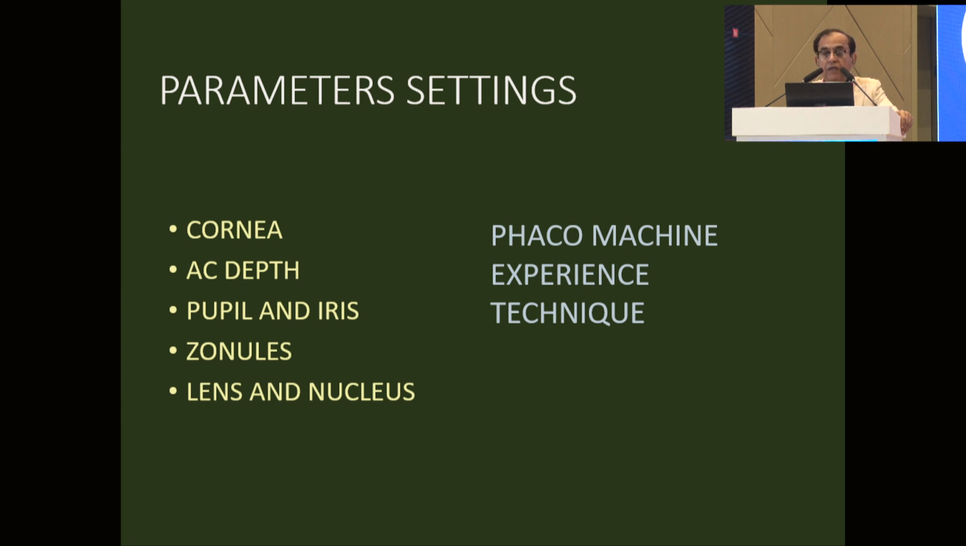How much the parameters should be depends upon what we analyze. We need to understand how good the cornea is. Suppose there is an endothelial dystrophy, you will probably like to work at a low parameter. If there is a corneal opacity, you will like to work at a low parameter. If the anterior chamber depth is less, there is less fluid inside, so you will like to work at a low parameter. Then pupil and iris, granules, lens and nucleus. If the nucleus is very hard, you will like to operate at very high parameters. All these things you have got to keep in mind when you set up your parameters.